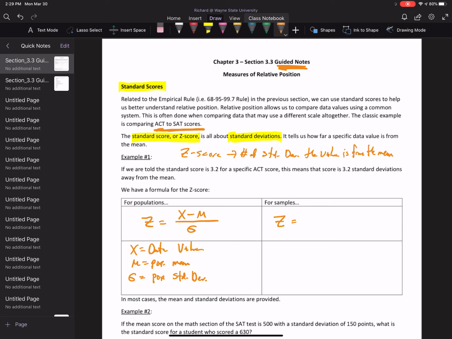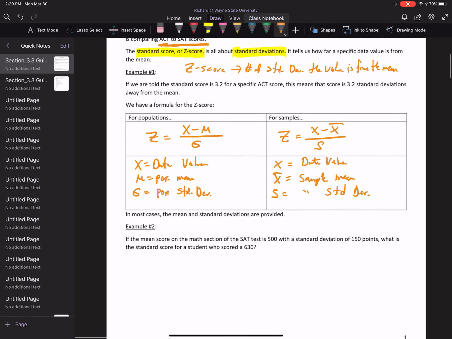For samples, instead of using mu, we use x bar, and instead of sigma, we use s. X is the data value, whatever it is we're studying, x bar is the sample mean, and s is the sample standard deviation. In reality, the formulas work in the same way. Some people will mix up the mus and sigmas and the x bar and s. At the end of the day, it's okay if that happens because the answers still come out the same. So let's take a look at how these are used.